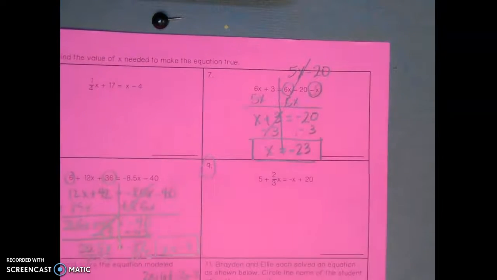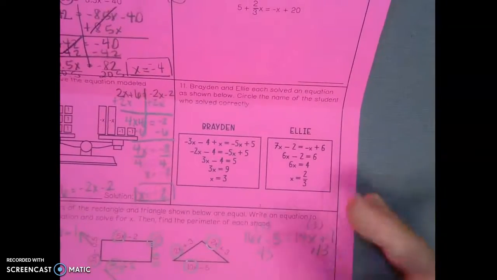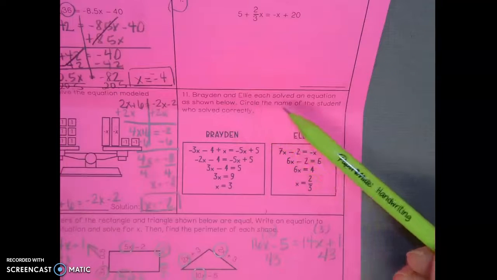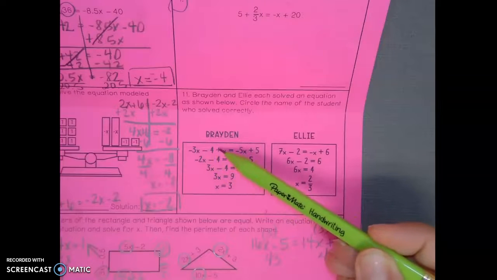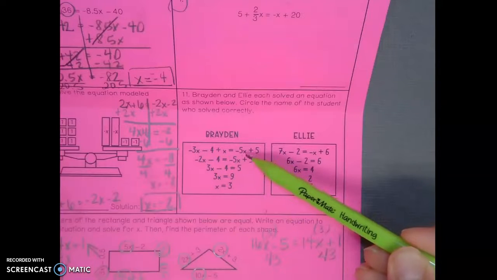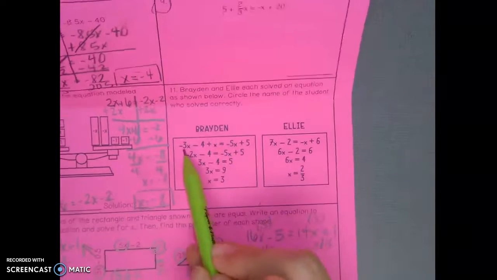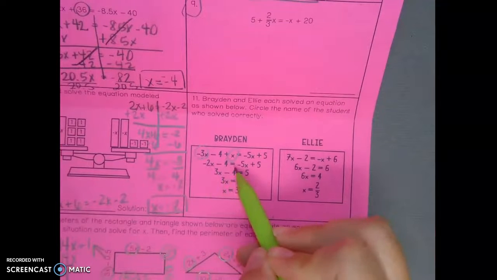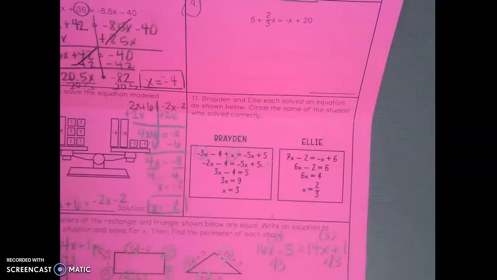okay? And then let's look at number 11. It's the last one that we will have to answer today. So not negative 11, but 11. Braden and Ellie each solved an equation as shown below. Circle the name of the student who solved correctly. So Braden had negative 3x minus 4 plus x is equal to negative 5x plus 5. So he should have, if he rewrote it, because we have negative 3x and positive x, negative 2x minus 4 is equal to negative x plus 5. So we're good so far, okay?